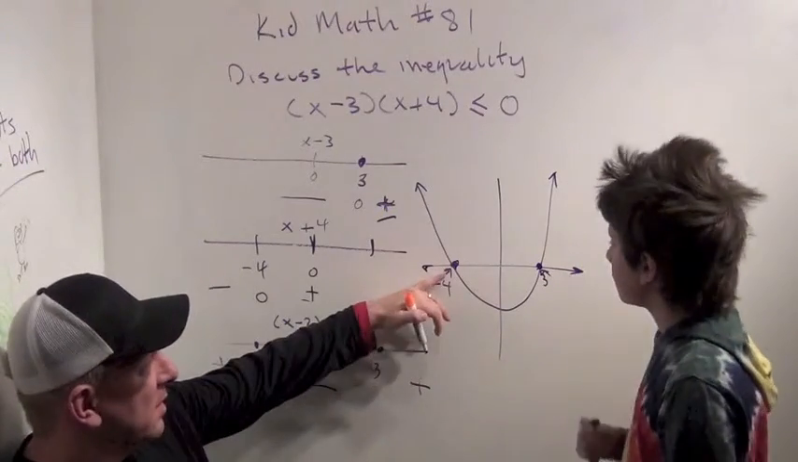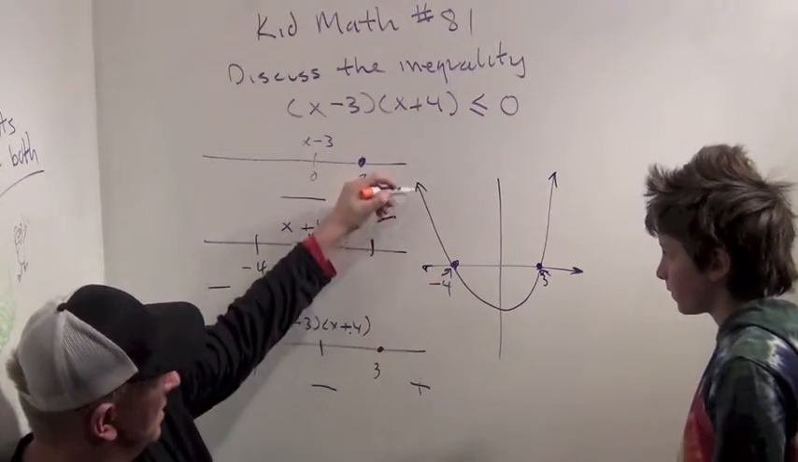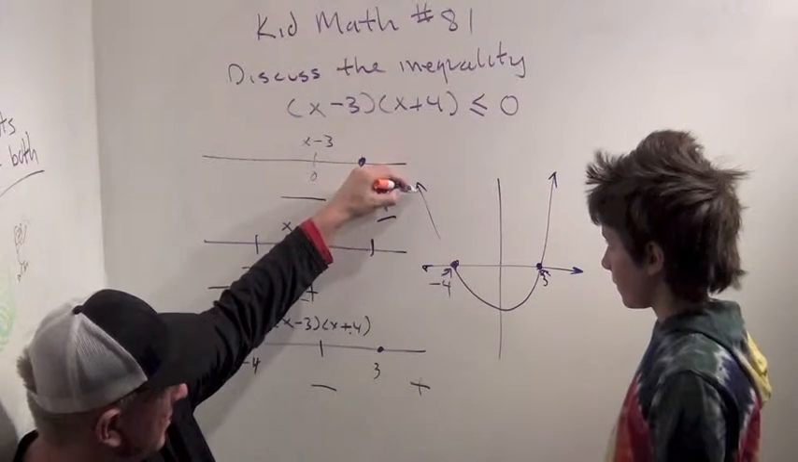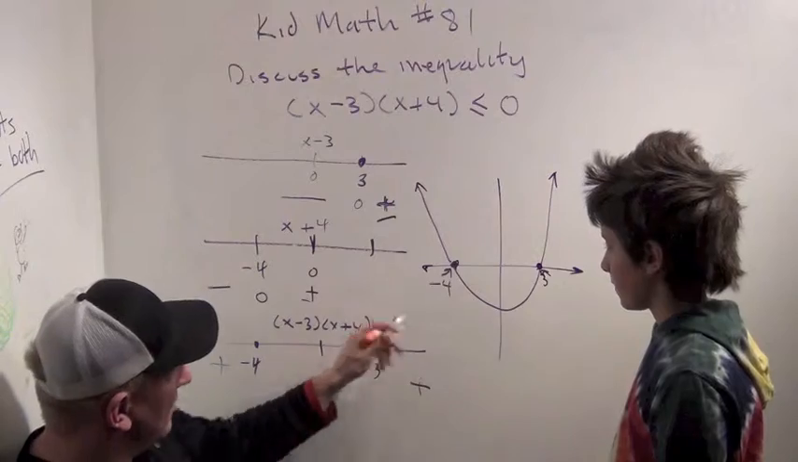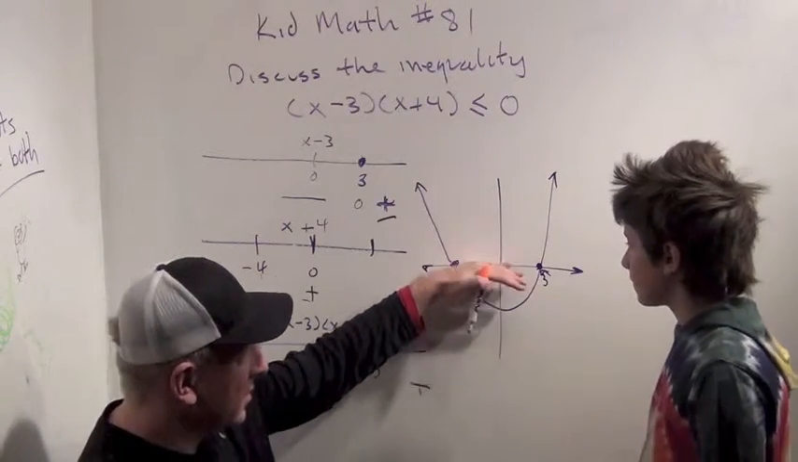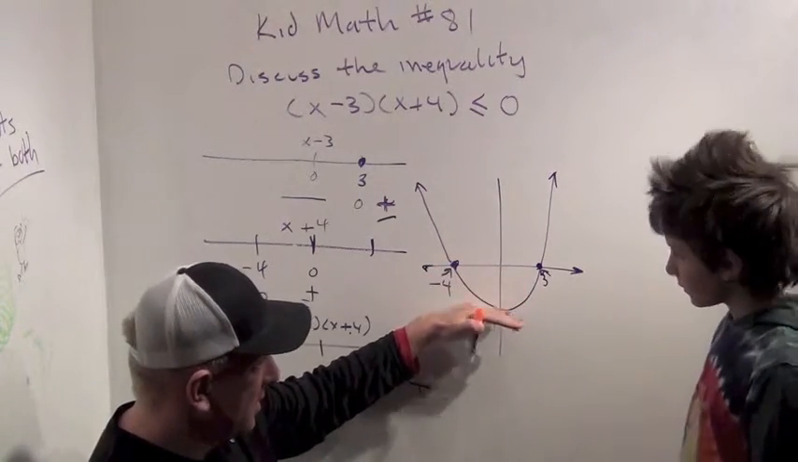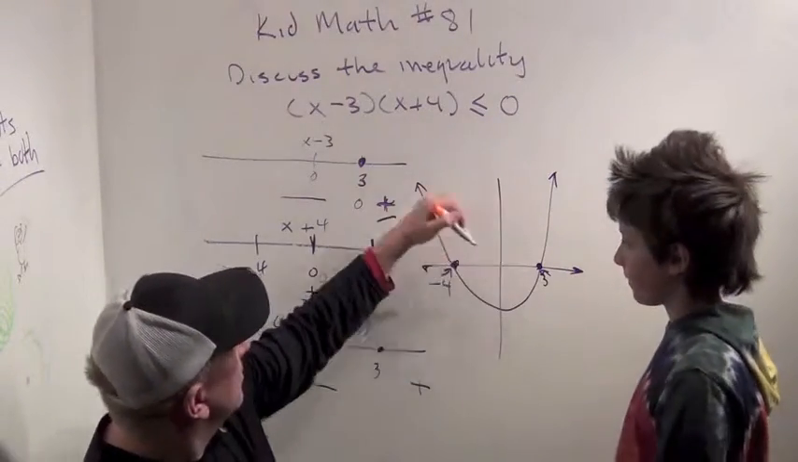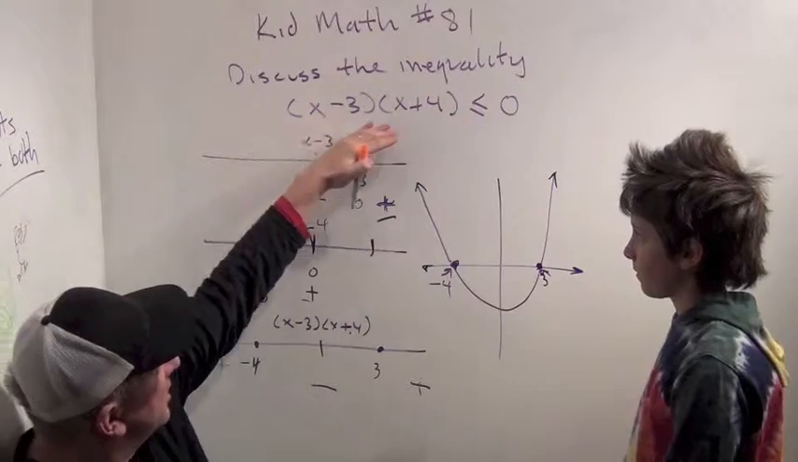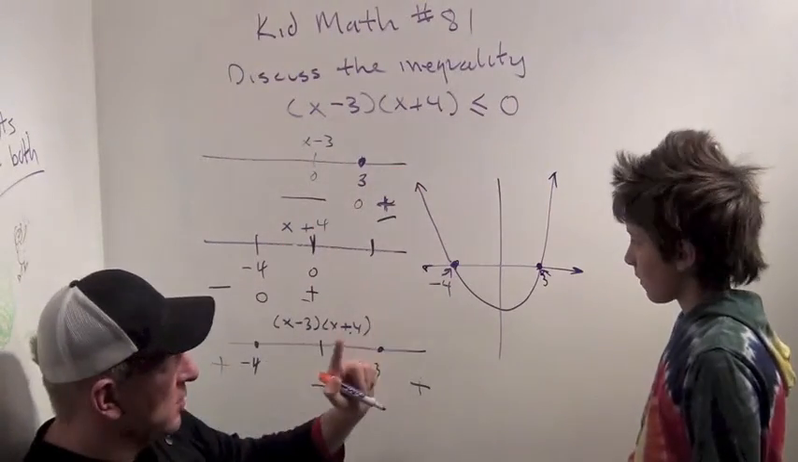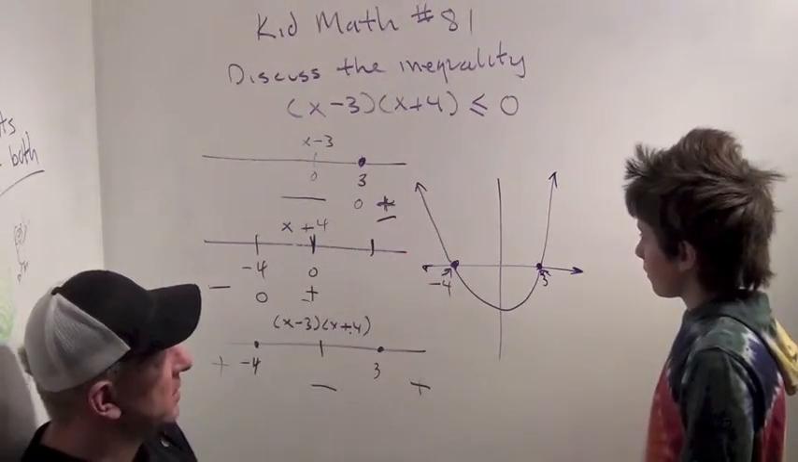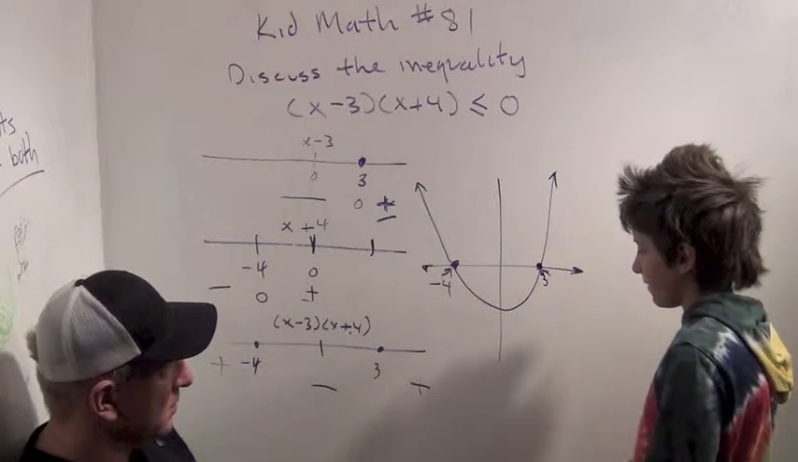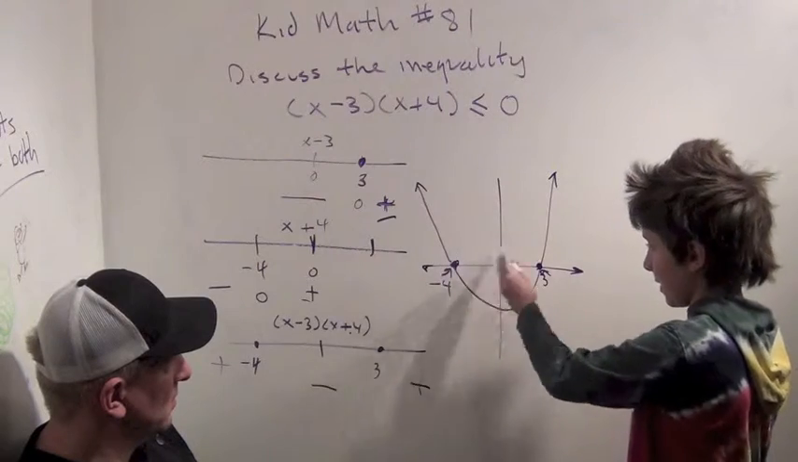And now we see what we saw in the graph. This graph is positive here. It's negative in between here. It's less than the x-axis. And then it's positive over here. So we find this product is less than or equal to 0 when? It's less than or equal to 0 when it's this in between area.